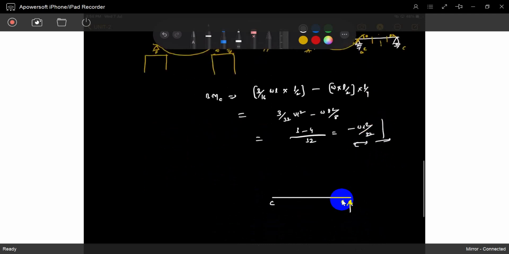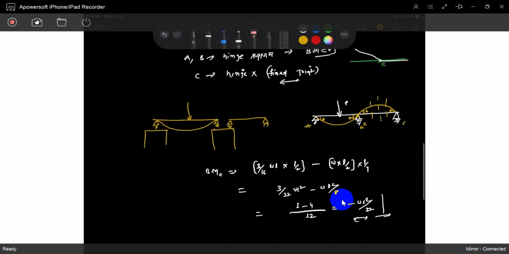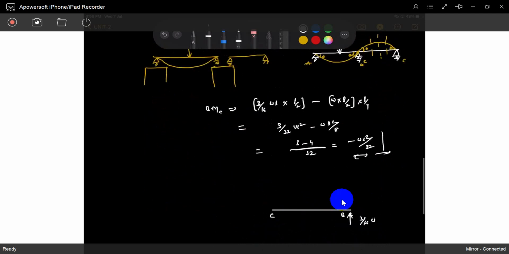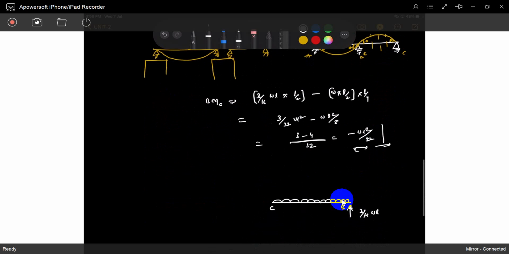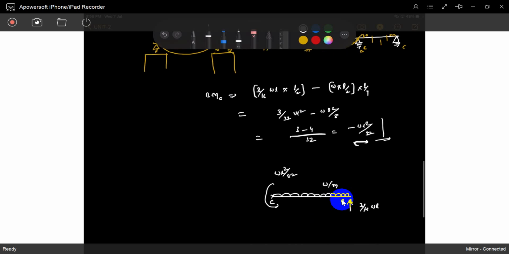So B has a support reaction of 3 by 16 WL, and it also has loading. The loading is W per meter. And what is the bending moment at C? The bending moment at C is WL square by 32. WL square by 32 means hogging moment, getting negative, so hogging moment means this direction.